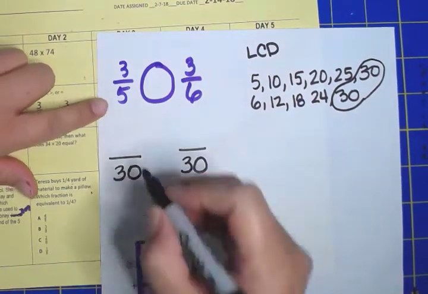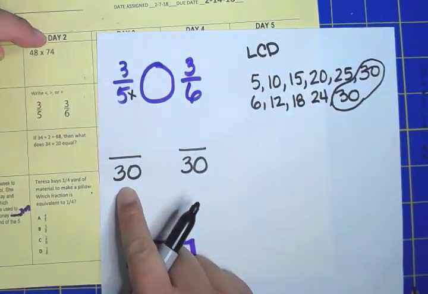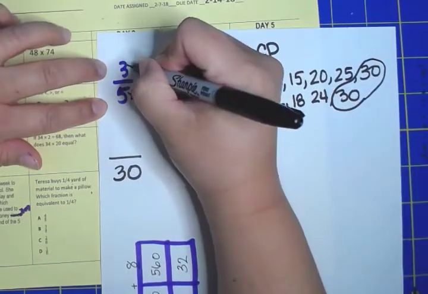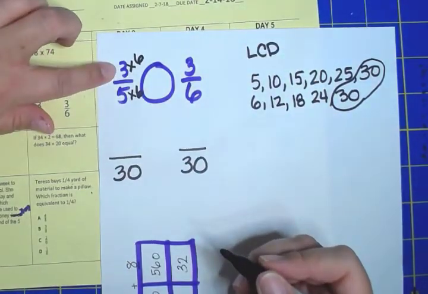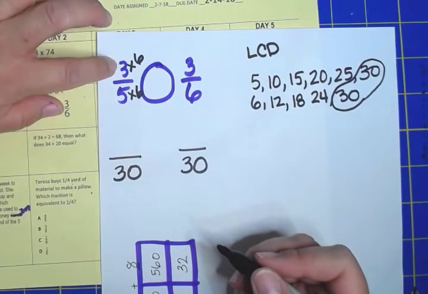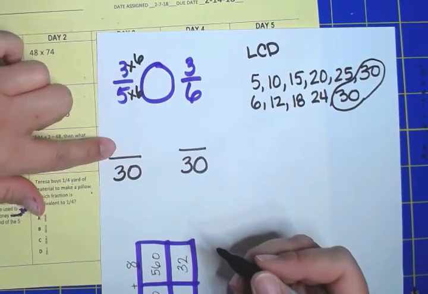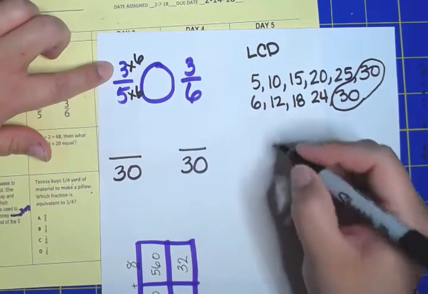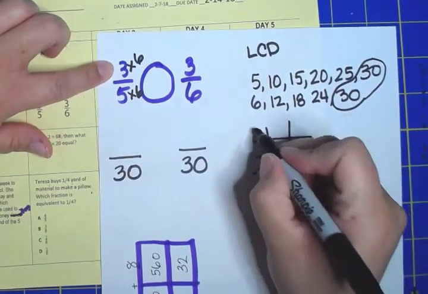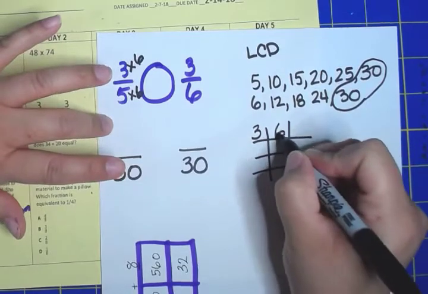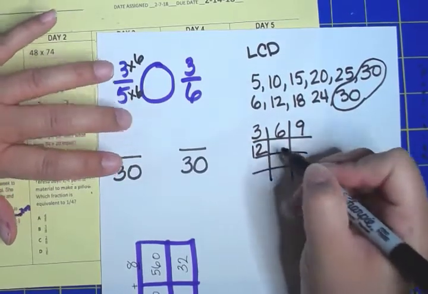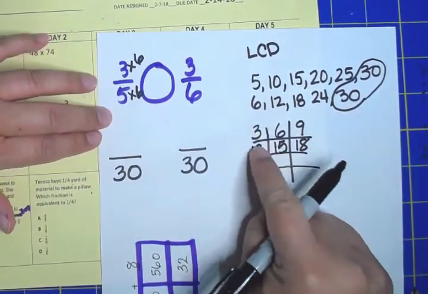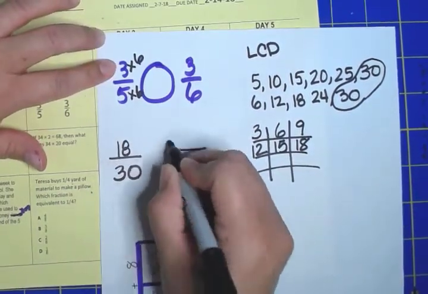And then you have to ask yourself, 5 times what is equal to 30? 5 times 6 is equal to 30. And whenever you multiply the denominator, you have to multiply the numerator. 3 times 6 will go here. Now, if you don't know your multiplication facts of 3, then you will have to write a tic-tac-toe and count by 3s up to 18, and there's 6. 6 times 3 is 18.